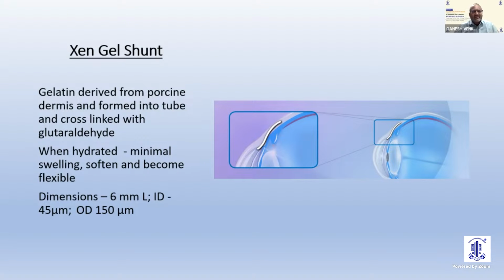The Xen gel shunt is gelatin derived from porcine dermis, formed into a tube and cross-linked with glutaraldehyde. So when it becomes hydrated, there's minimal swelling. It's very soft and becomes flexible. You have small sizes, and if you look at the image, it goes from the anterior chamber into the subconjunctival space directly. So there is no need for any scleral dissection or anything. So these are known as the MIGS plus procedures. They require a little bit of conjunctival dissection, but not too much. At the same time, mitomycin can be used for enhancing the filtration, and they function as a filtering device.